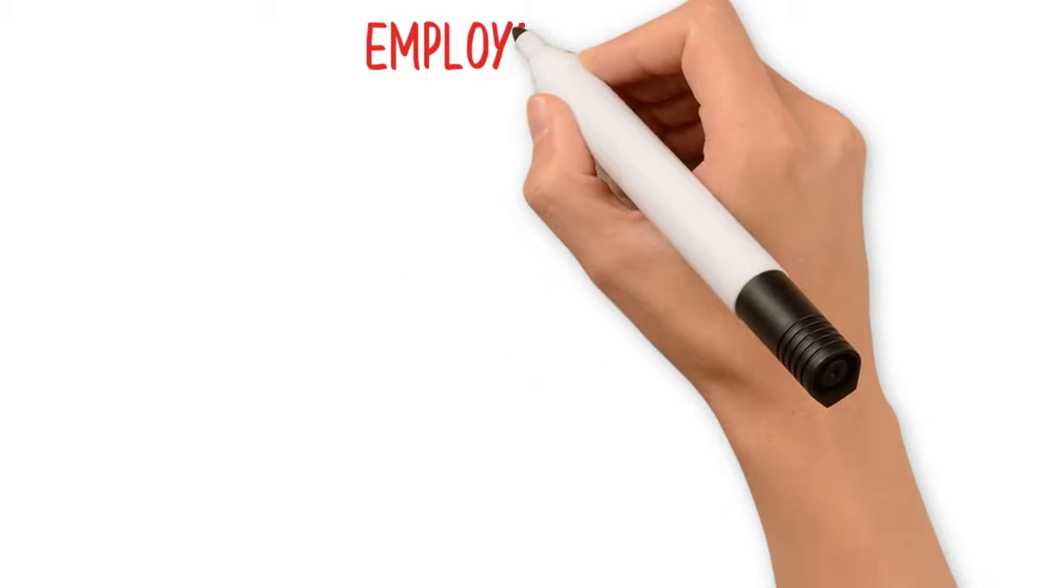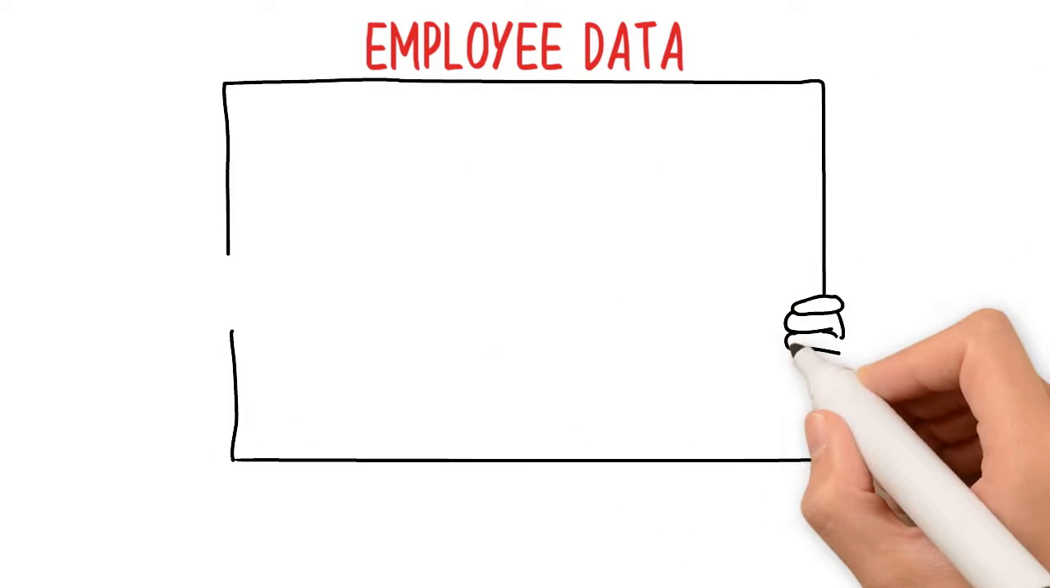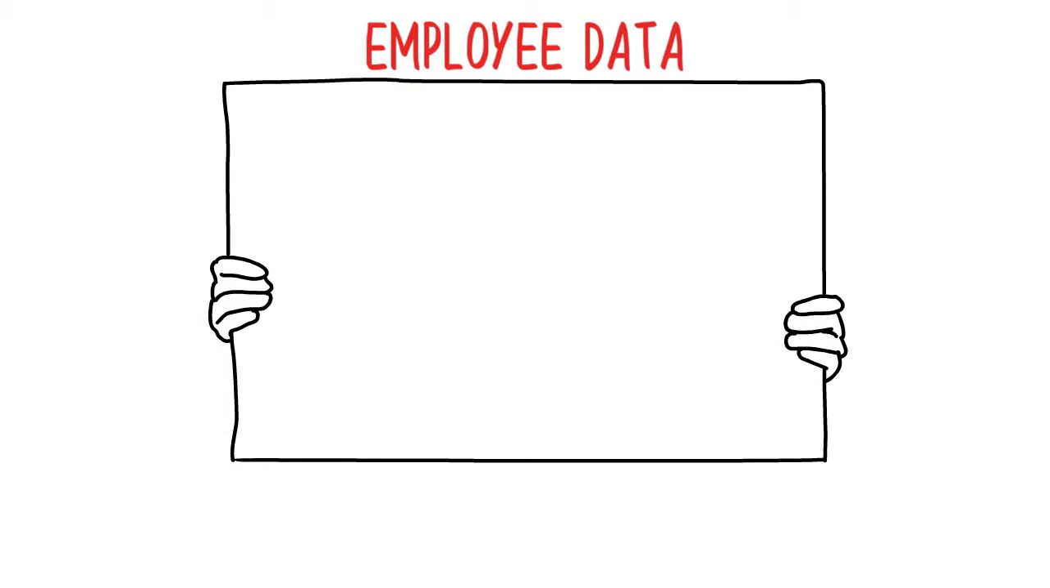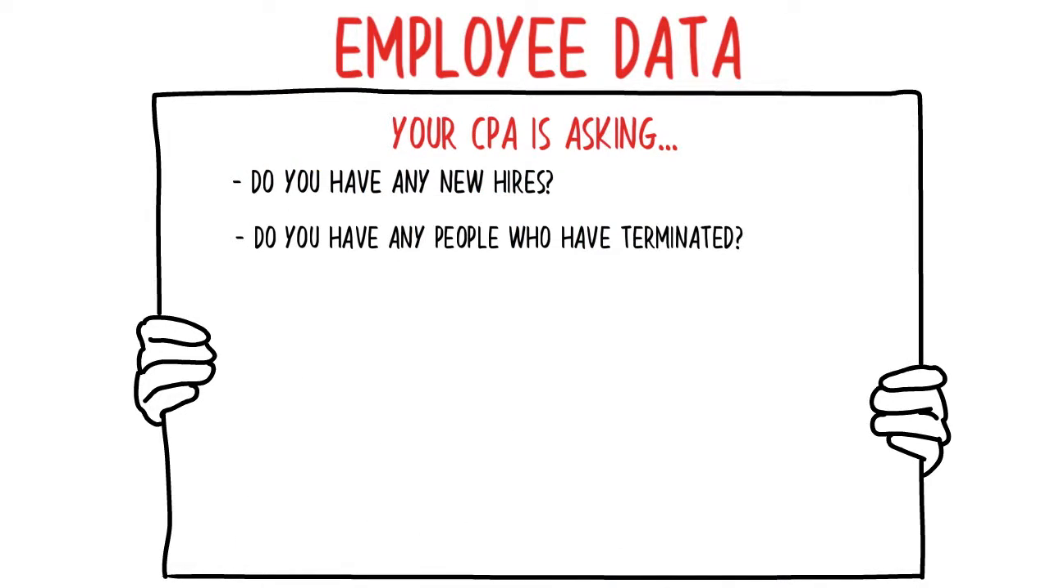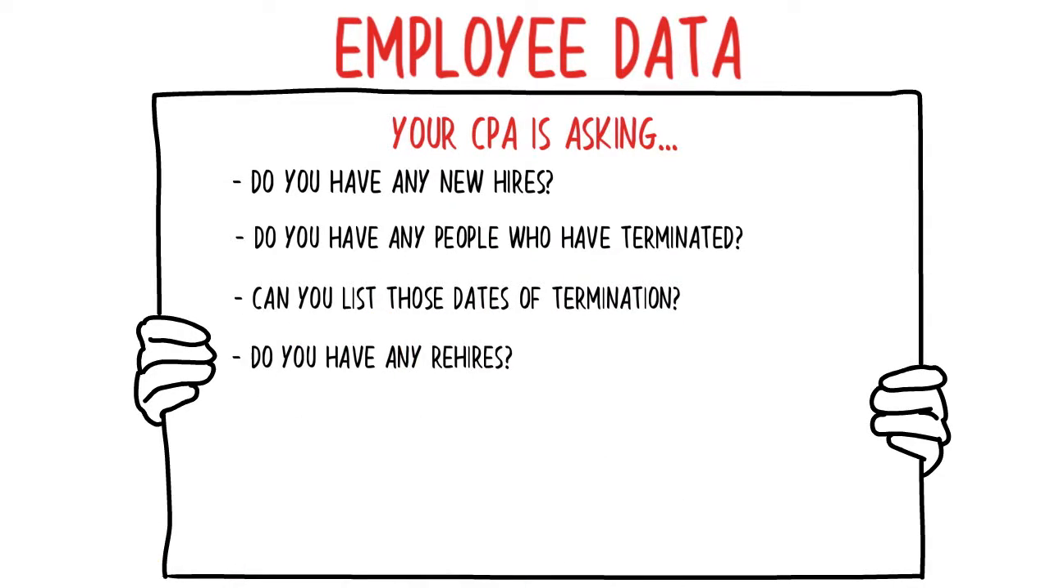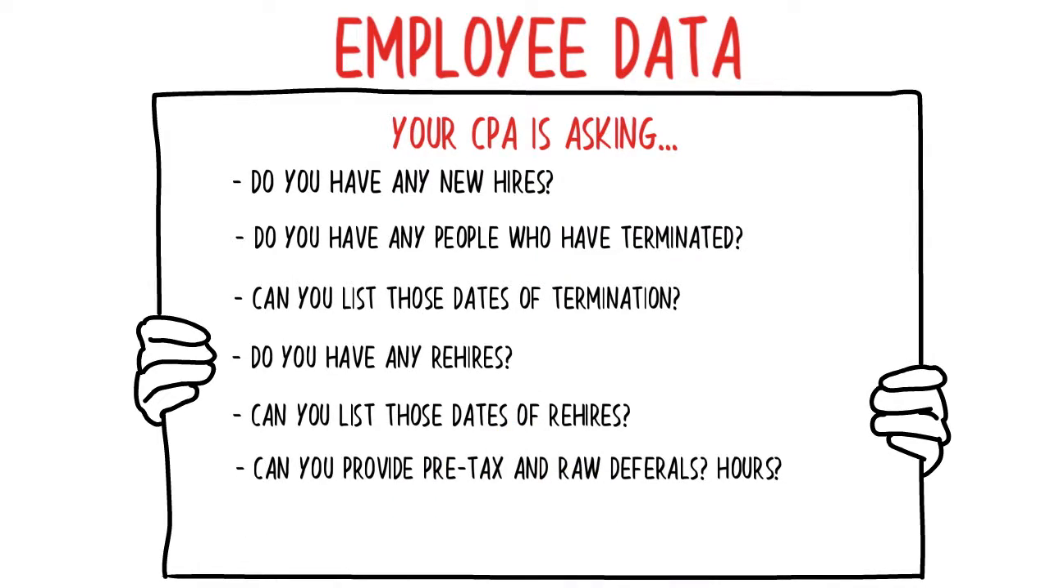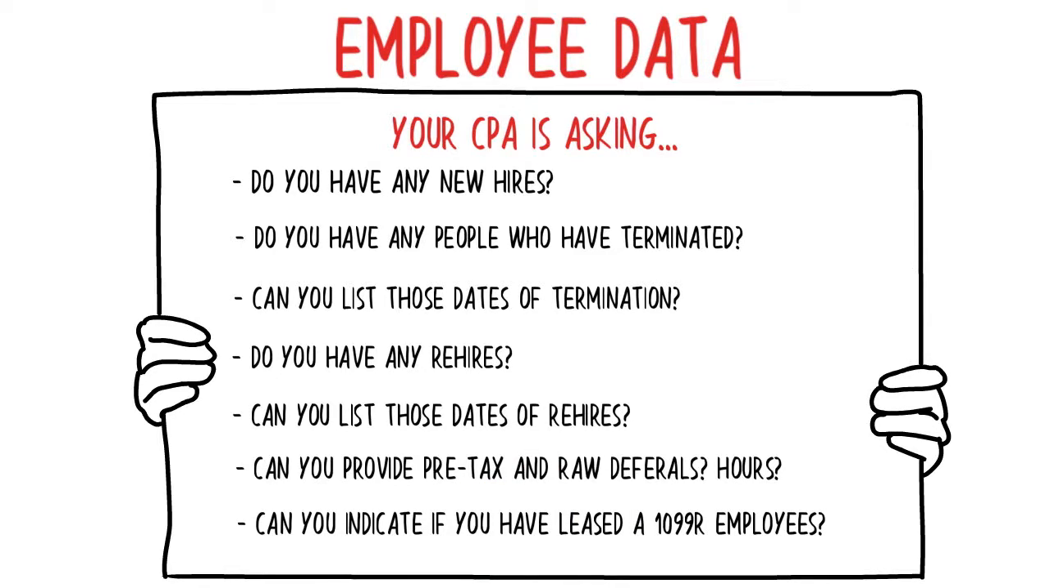The next key area I'd like to go over is employee data. What is employee data? Your TPA is asking for you to tell them, do you have any new hires? Do you have any people who have terminated? To list those dates of termination. If you have any rehires, list those dates of rehire. To provide pre-tax and Roth deferrals, hours, indicate if you have leased or 1099-R employees.